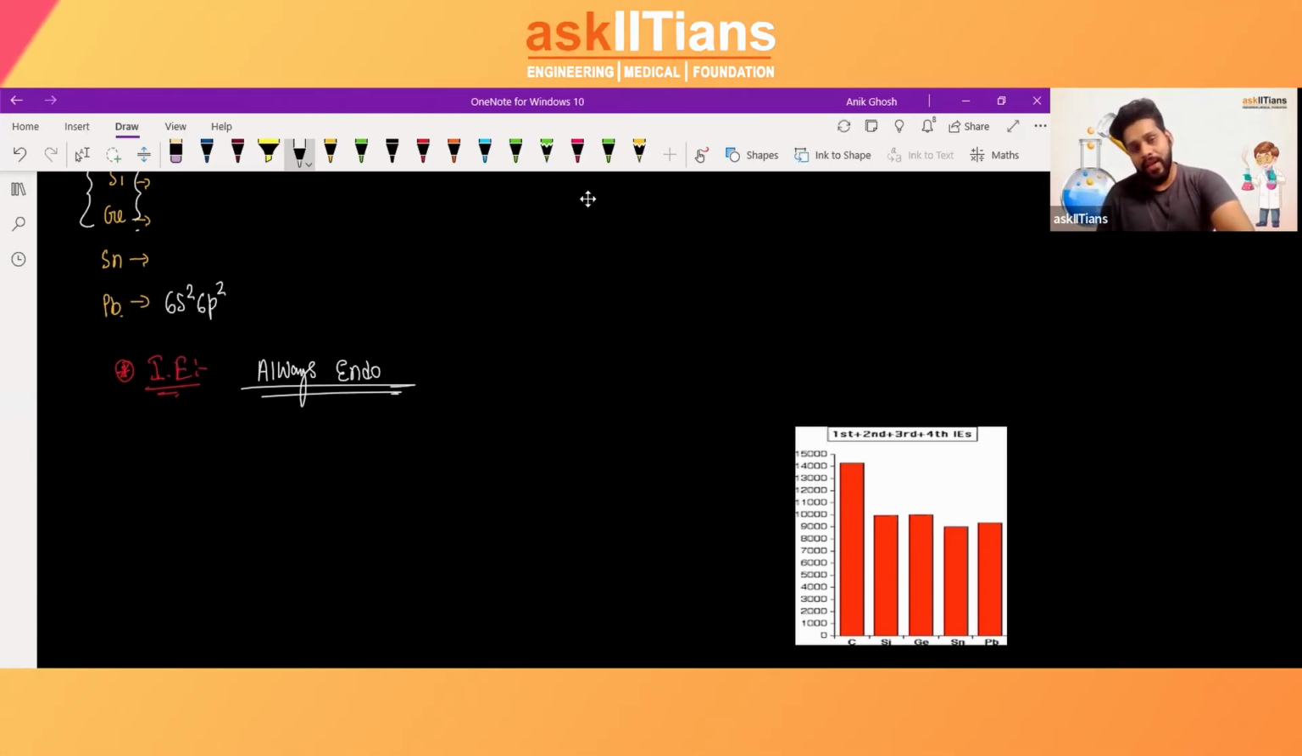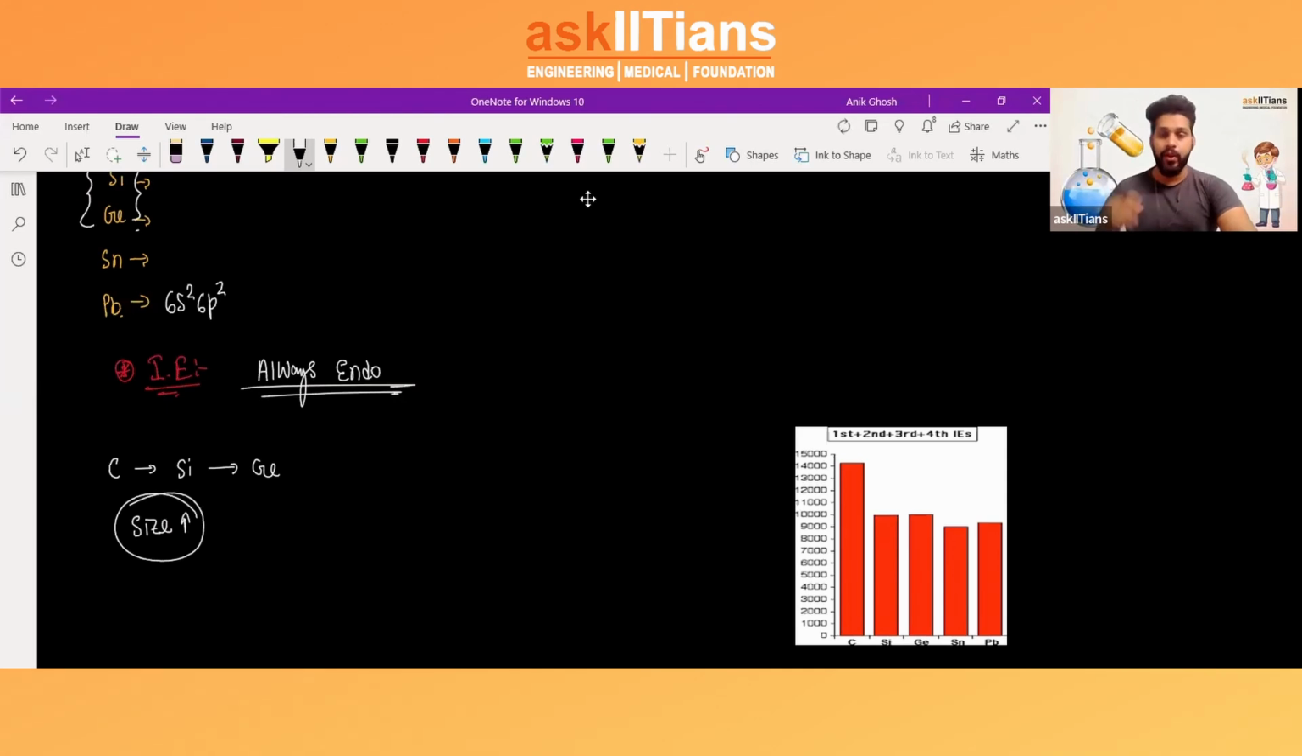Now you can clearly understand, the more we are moving from carbon to silicon to germanium, the size is increasing, right? As we go down the group, the size increases always. If the size is increasing, then it would be easier for me to take out the electrons. So ionization energy would decrease, because the more you go away from the nucleus, it is going to be easier to take that electron out. It's that simple.